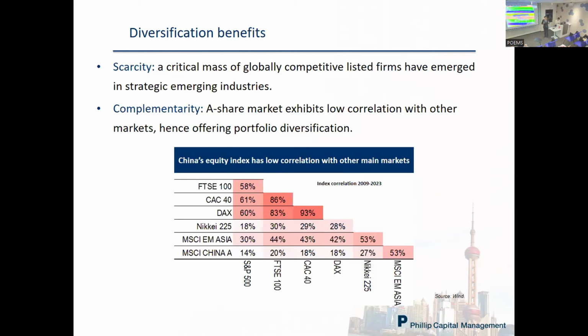Anything that is below 30% will be considered low correlation, right? So that's what I'm trying to say, that diversification-wise, A-shares have diversification benefits of being a strategic part of your core portfolio. Next slide.